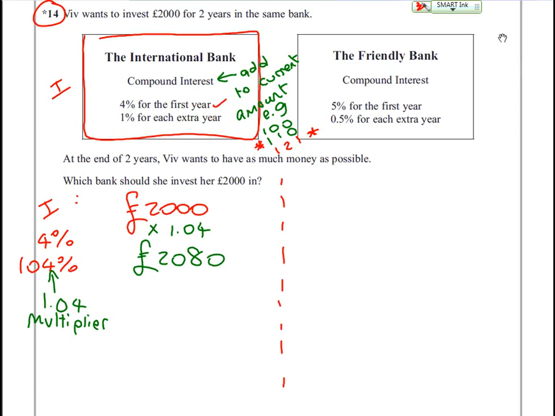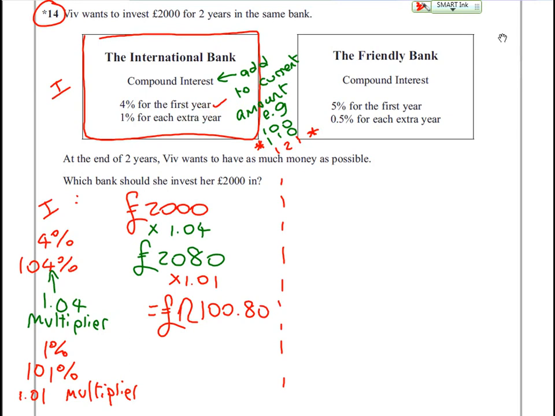1% each year after that. So we want to add on 1% to 100%. So we want to find 101%. So our multiplier this time is 1.01. Just change it to a decimal. So 2080 times by 1.01. If you've still got it on your calculator as the answer, you can use that. And you get £2,100.80.